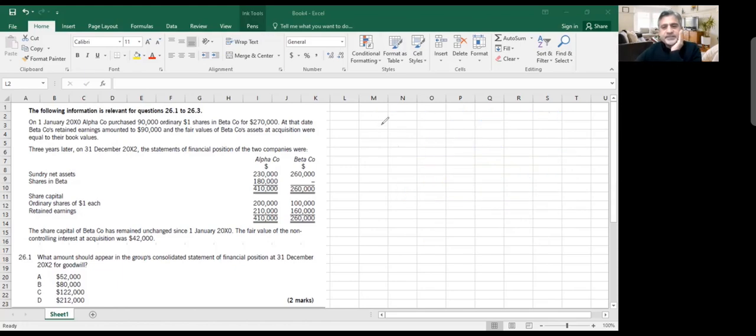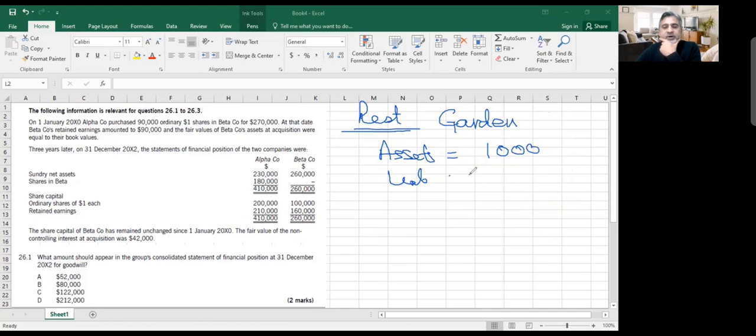Now, let's suppose that there is a small restaurant which you want to purchase. Give it a name. I don't know, Garden. The restaurant name is Garden. I like this name. It has total assets of 1,000 and it has total liabilities of 700. And let's call them, I don't know, 1 million and 700,000.